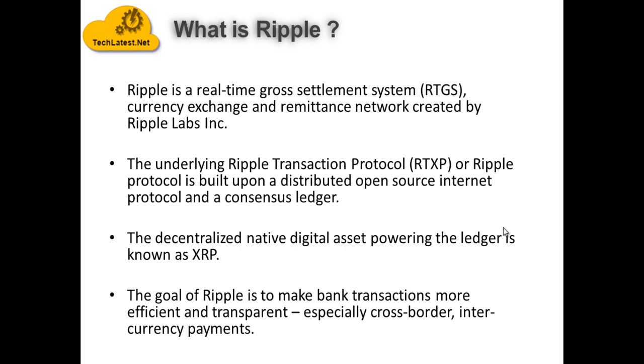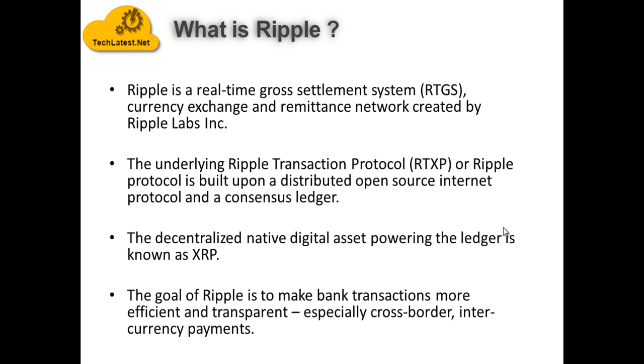So how does it do that? There is the underlying Ripple transaction protocol, we call it RTXP, and this protocol is built on the IP protocol, the internet protocol which we use in our day-to-day activities for communication. On top of that there is this consensus ledger which is based on the blockchain technology. And there is this decentralized native digital asset which powers this ledger, and this native digital asset is called XRP.